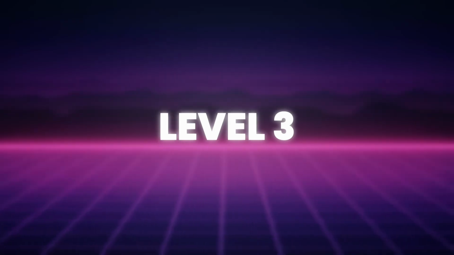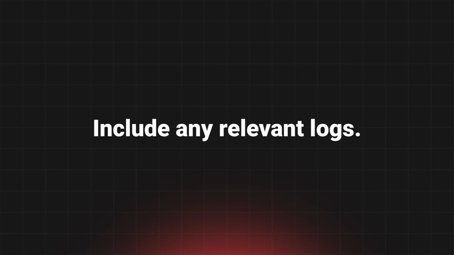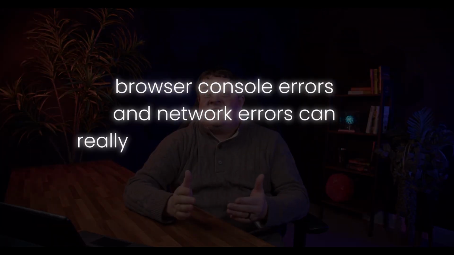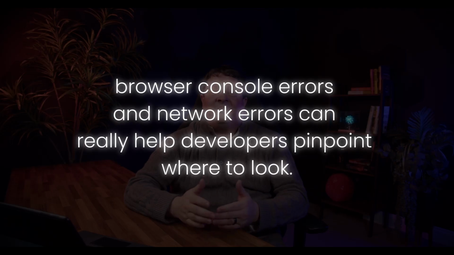And then finally, we have level 3. And this is where you can use your tech knowledge to write some solid gold bug reports. First, include any relevant logs. This can include logs stored on your file system, operating system event logs, and browser console logs. Again, screenshot or record the issue in real time and copy any log output into the report for easier searching. And in particular, browser console errors and network errors can really help developers pinpoint where to look.